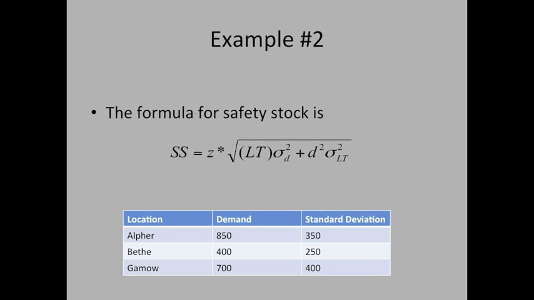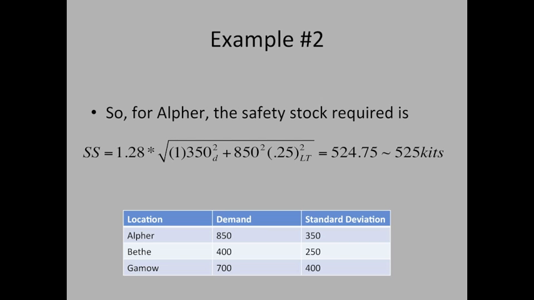So it's time to put all of these into our safety stock formula. For location alpha, safety stock required: the square root of lead time of 1 times 350 squared, which is standard deviation of demand squared, plus demand squared, 850 squared, times the standard deviation of lead time squared, which is 0.25 squared. Add these two up, take the square root of all of it, multiply it by 1.28, and we get a safety stock of about 525 kits.